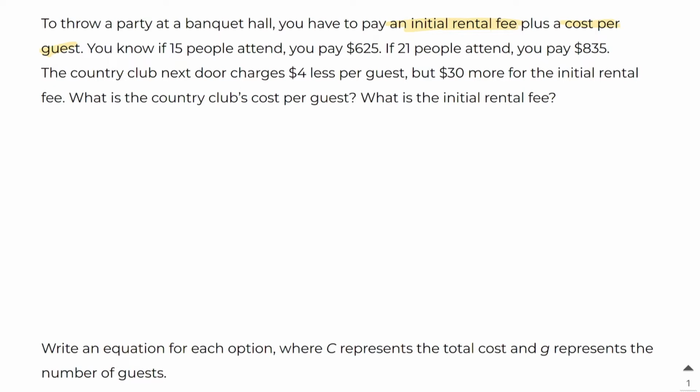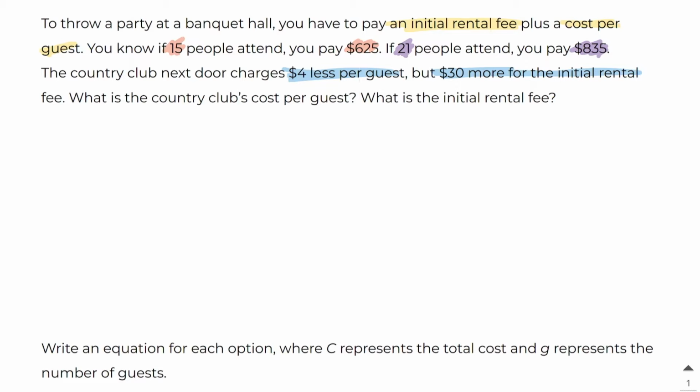So we know that if 15 people attend, you pay $625. And we also know that if 21 people attend, then we would pay $835. But in the country club next door, they charge $4 less per guest and $30 more for the initial rental fee. So we want to find the country club's cost per guest and the initial rental fee.